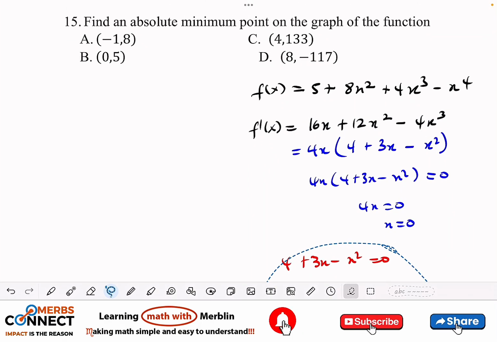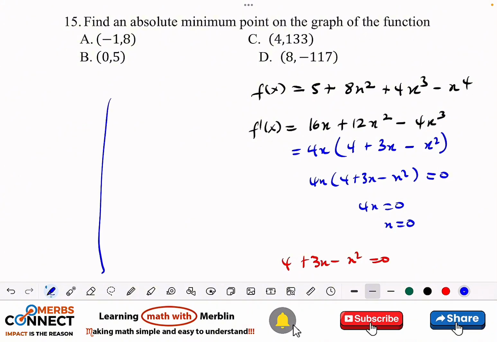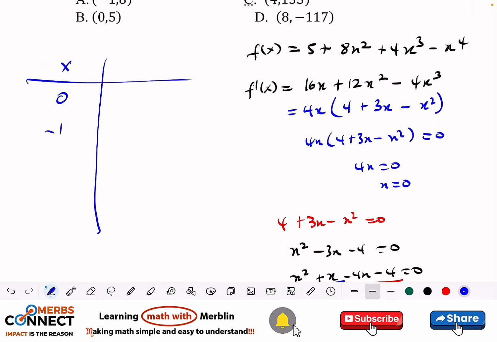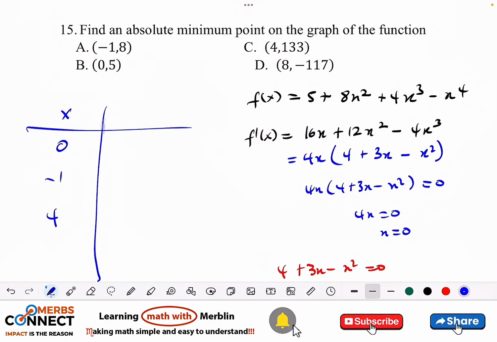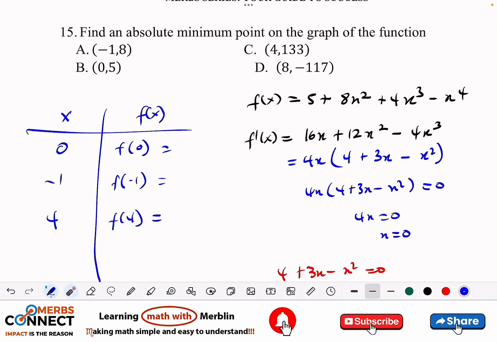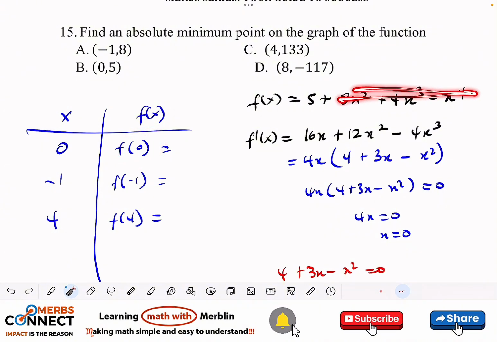So let's do that. I have my table here. These are my x values. We had x to be 0, and we had x to be minus 1 and 4. So let me plug in f of 0, f of minus 1, and f of 4 inside the function and see what we are going to get. So what is f of 0? Whenever I plug in 0, everything goes to 0. So I'm going to have f of 0 to be 5.